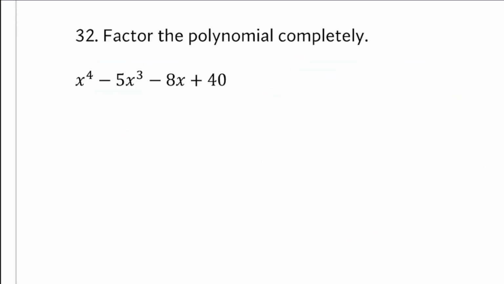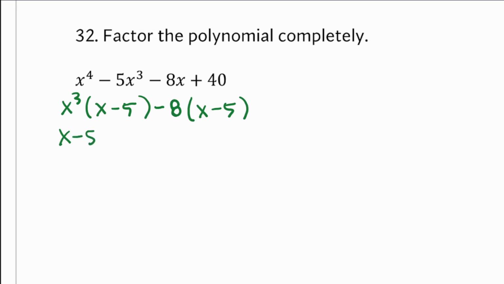Okay, number 32, factor the polynomial completely. Four things, okay, we should expect to be doing group and factor. So I'll say from the first two, I've got an x to the 3 in common. I'll multiply that by x minus 5. And then negative 8x plus 40, I've got 8 common to those. But I want to get an x minus 5, so I'm going to factor out the negative 8. I factor out the x minus 5, and I get x to the 3 minus 8. Okay, x to the 3 minus 8, I can work with that.